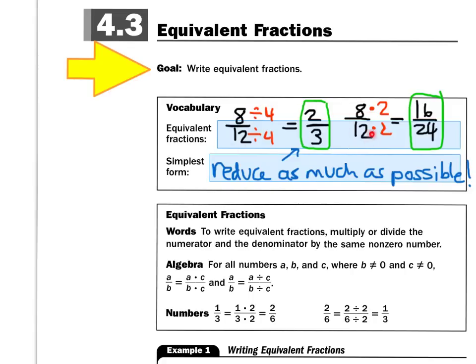Also, if I started with 8 over 12, I could multiply both the numerator and denominator by the same amount. For example, 2. So 8 times 2 would give me 16. 12 times 2 would give me 24. So 16 over 24 is also an equivalent fraction. Now, when they say simplest form, that means we have to reduce as much as we possibly can.